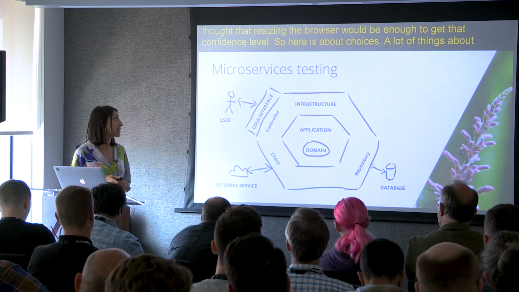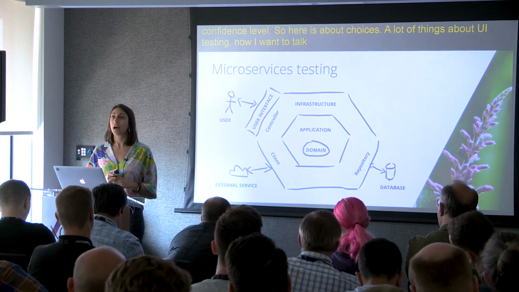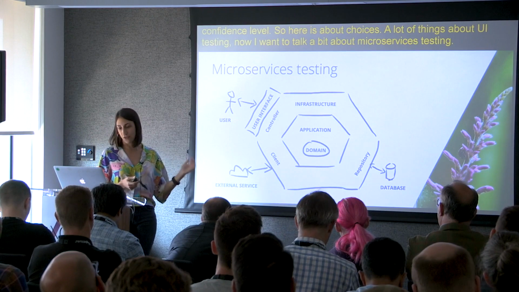Now I want to talk a little bit about microservices testing. How would the testing pyramid look like for them? So in 2004, Toby Clemson launched a really nice deck about testing strategies in microservices architecture. And basically what he's doing is adding new layers to the traditional testing pyramid in order to be able to manage the complexity that our microservices architecture brings.